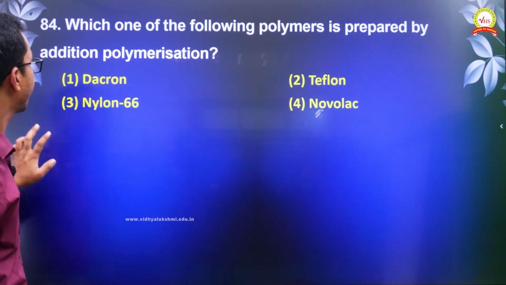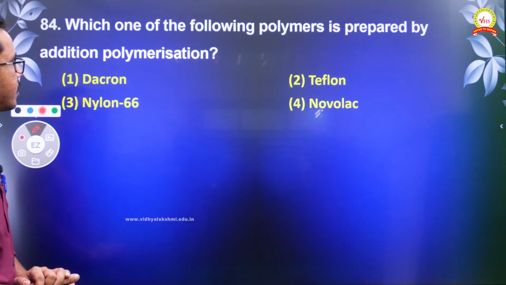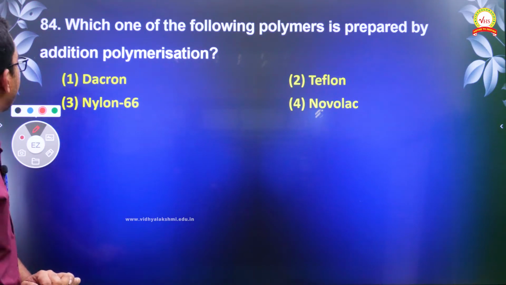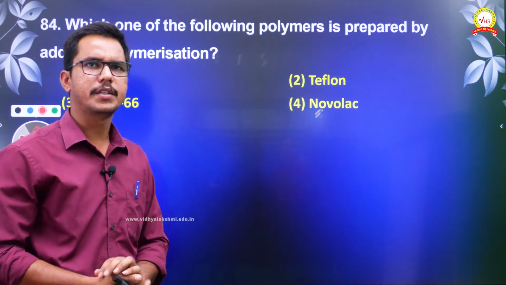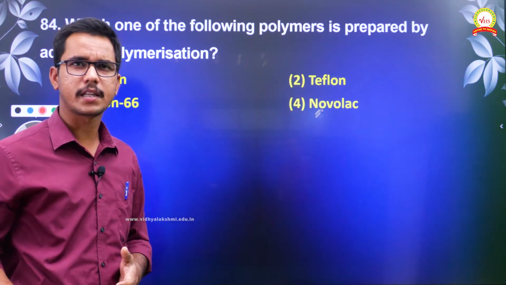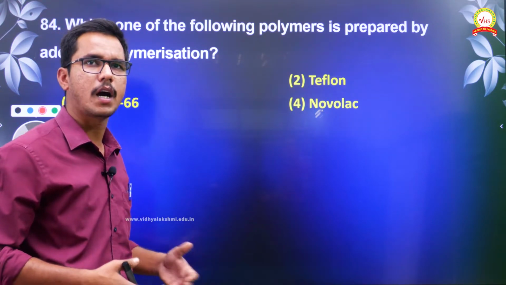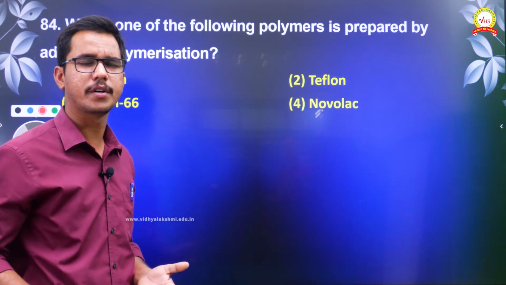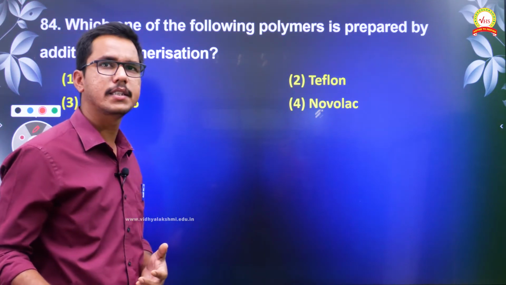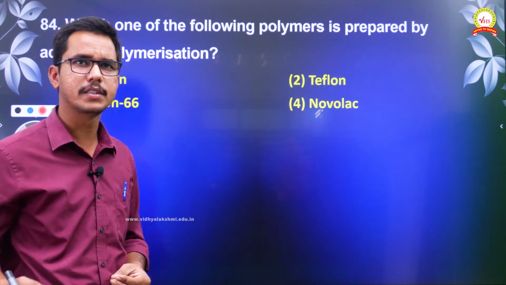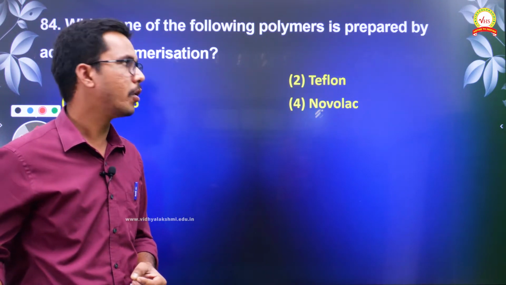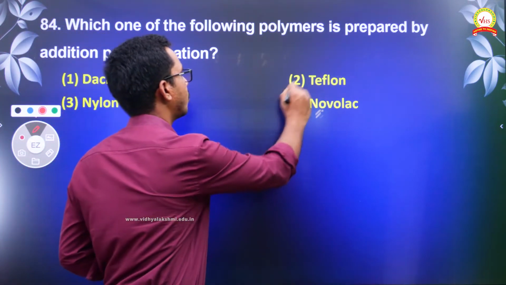Another question now. Which of the following polymers is prepared by addition polymerization? Addition and condensation polymerizations are there. Addition means we will have an unsaturated monomeric unit. In the case of condensation, small units like water get eliminated during the polymerization. The option is 2. Why is it so?